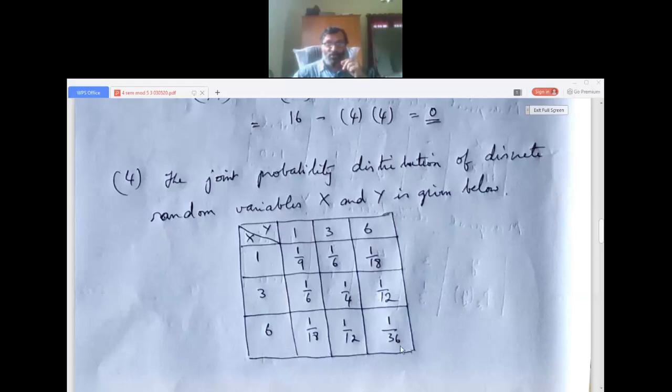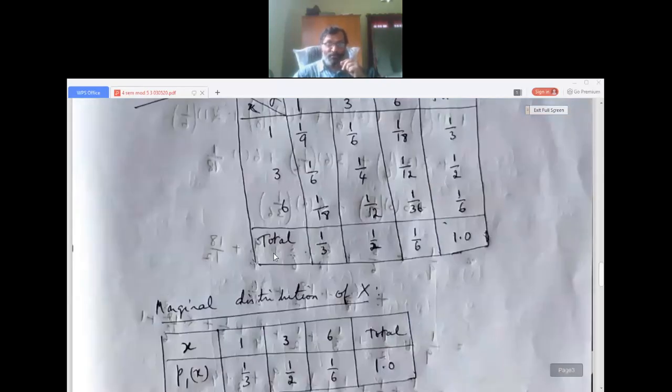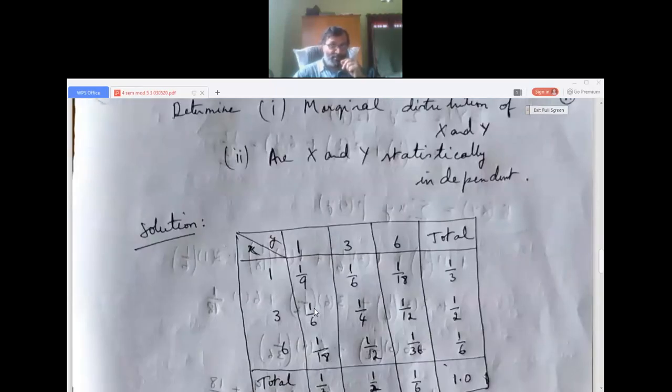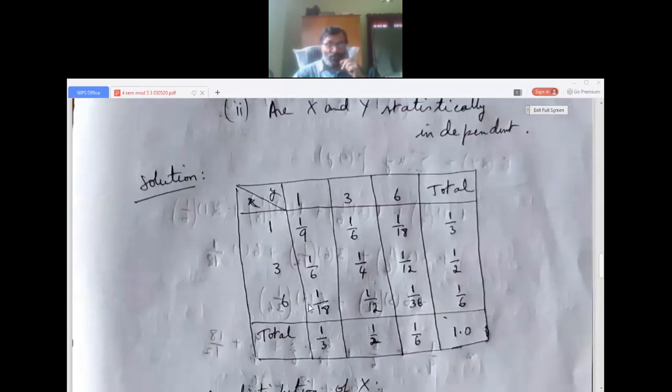That is total. You can see here, one extra total here and one extra total. If it is given, no problem. In the problem which I solved in the session yesterday, this total was given. If it is not given, you have to find it.